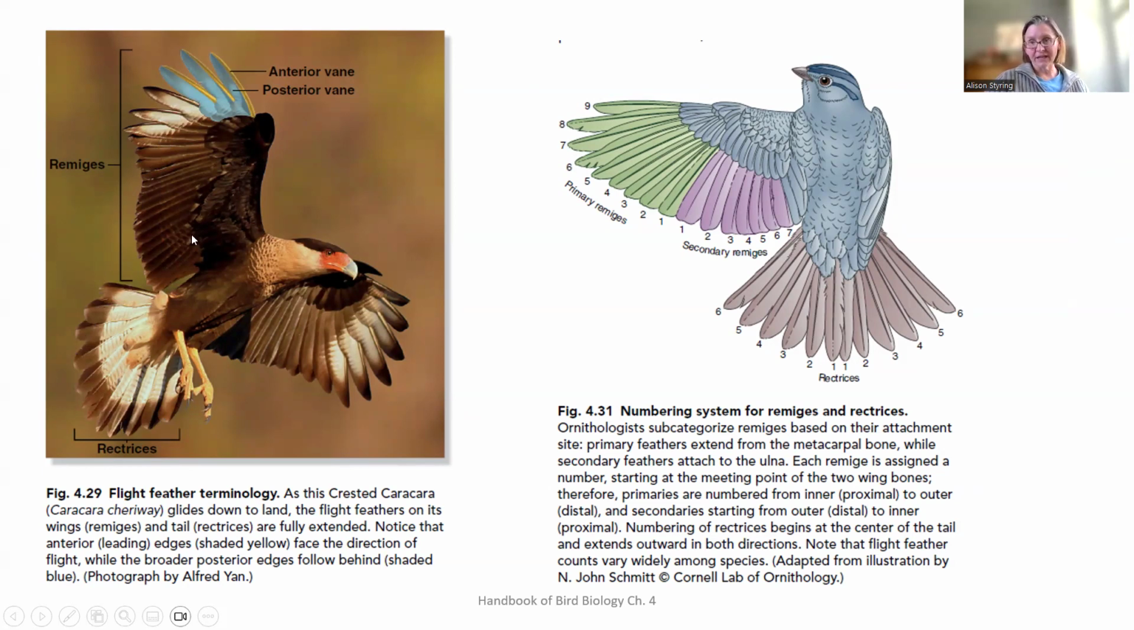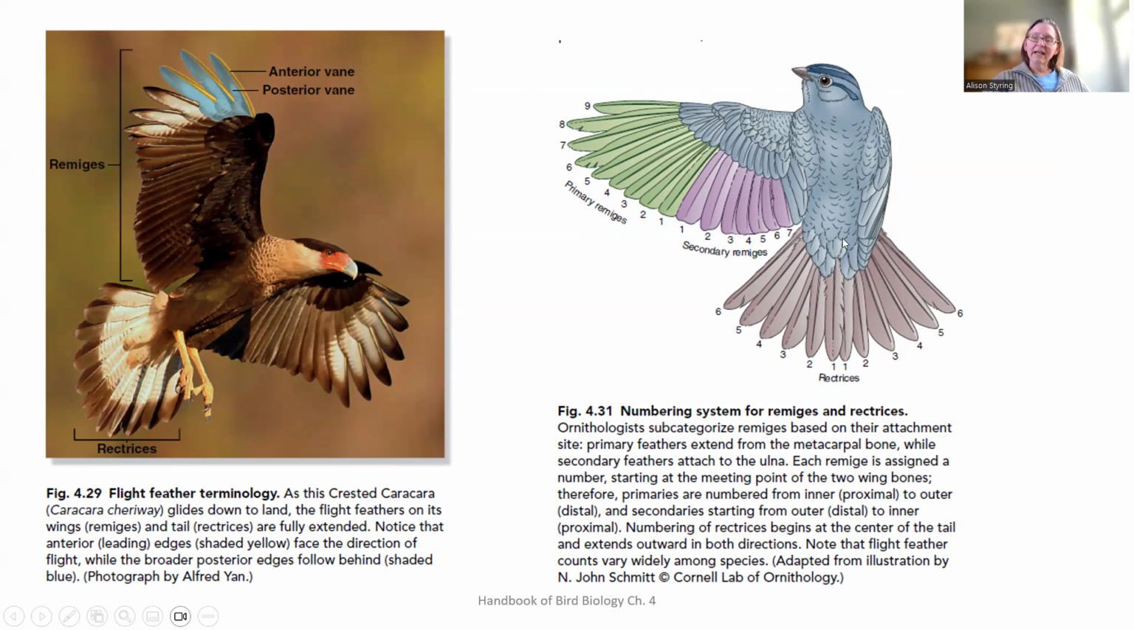Both are involved in flight. Tails tend to be important in reduction of drag and also in maneuvering. And of course, the wing feathers are very important in all of flying. So here are again our rectrices and our remiges.